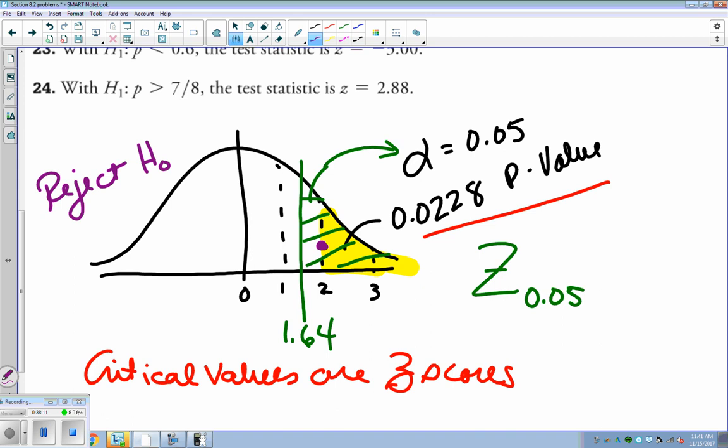If my p-value came out to be 0.051, I would fail to reject because it's more than alpha. If my z-score came out to be 1.63, I would fail to reject.